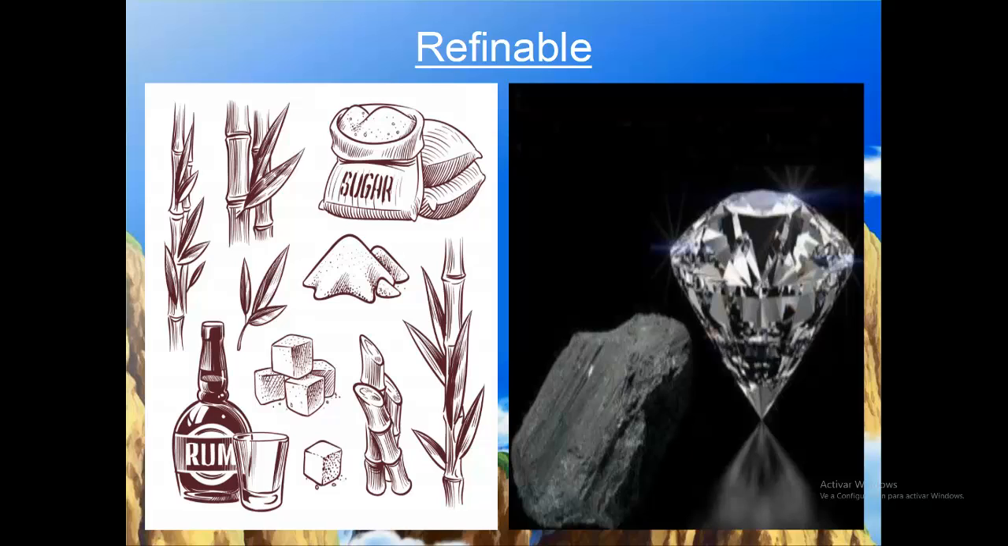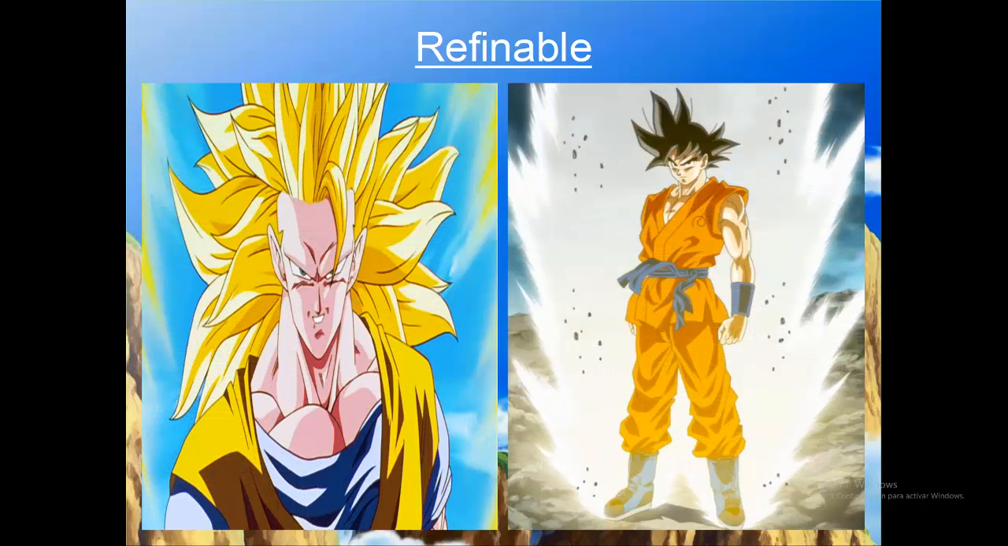Additionally, they are refinable, that is, they can be altered to be much better at what they do. A real example is how coal can be transformed into diamond in nature, and then using techniques it could be made pure and brilliant. Returning to the world of Dragon Ball, we can put 2 characteristic examples.